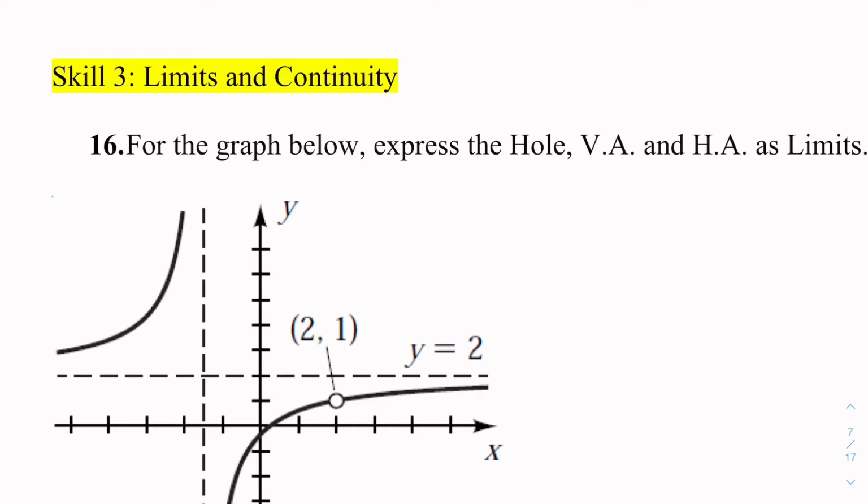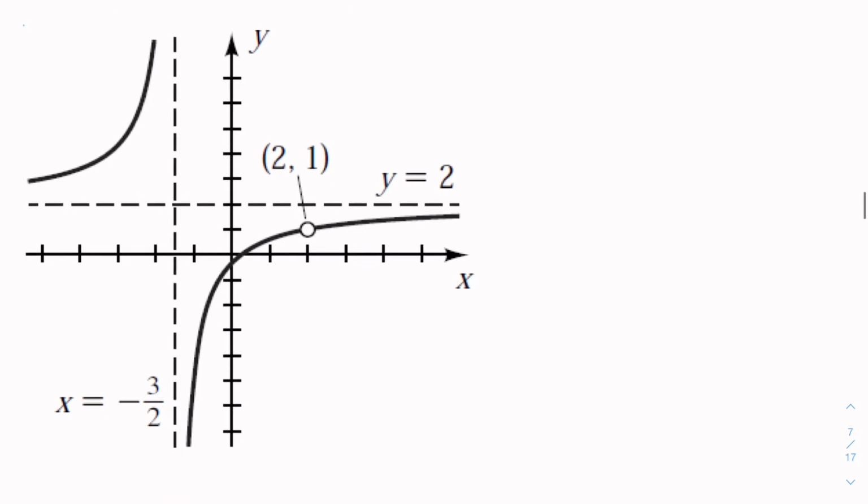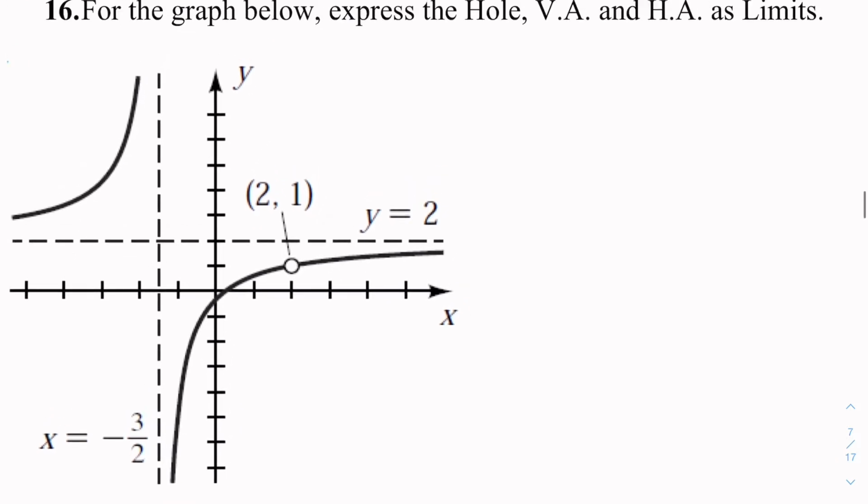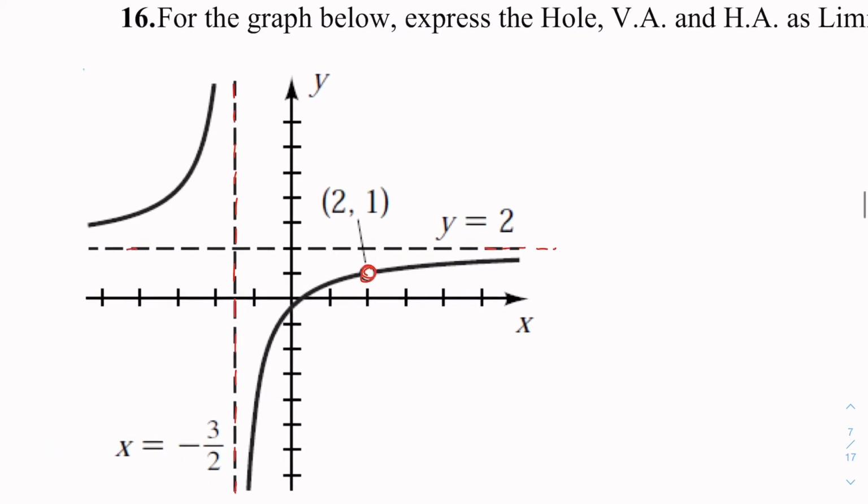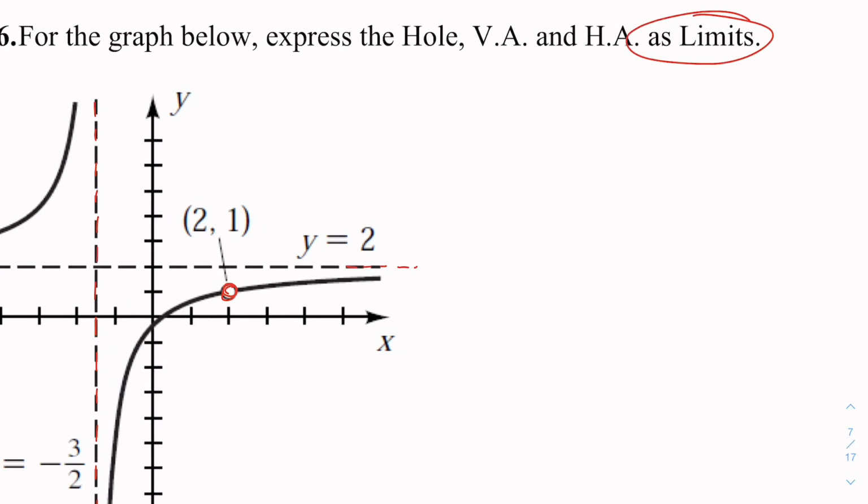Third skill, limits and continuity. So let's expand on our idea of limits for a moment and let's look at this graph. It says express the hole, which is right here, the vertical asymptote, which is here, and the horizontal asymptote, which are the endpoints or the end behavior of the graph as limits.